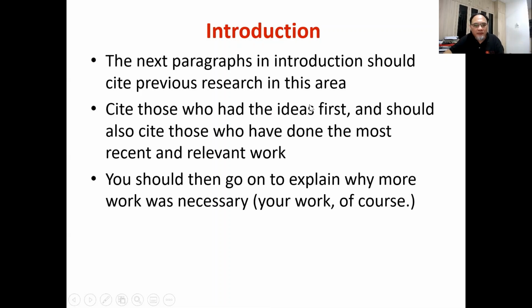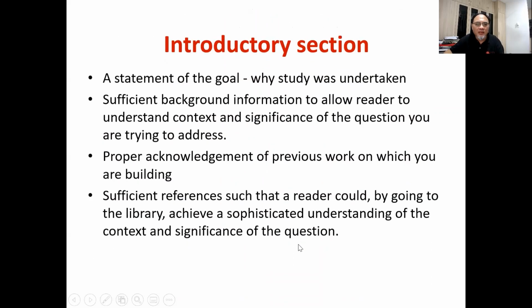Okay, the next paragraph, the introduction should cite previous research in this area, cite those who had the ideas first, and also cite those who have done the most recent and relevant work. You should then go on to explain why more work was necessary, your work, of course. The introduction section also has the statement of the goal, why the study was undertaken, and sufficient background information to allow the reader to understand the context and significance.